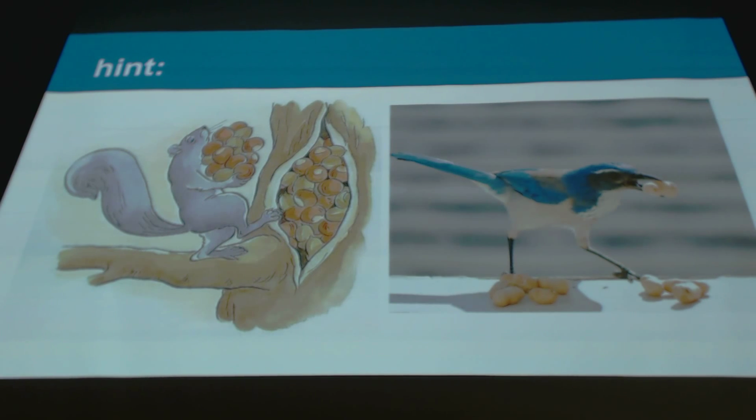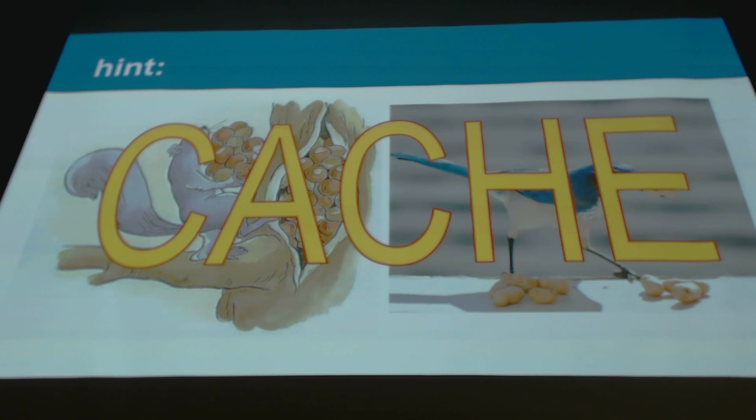Does anyone can guess what is going on? Cache locality. Exactly. So of course, what is going on is a cache, and what we get is cache misses when we are taken by reference. So how does it work?